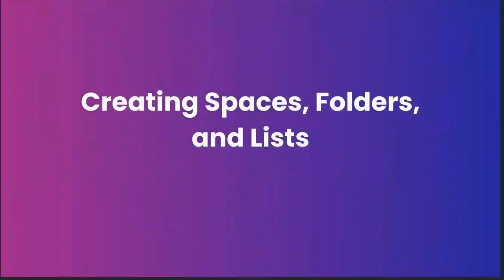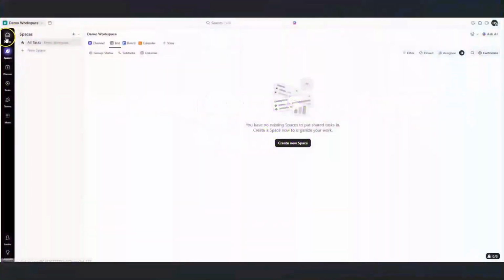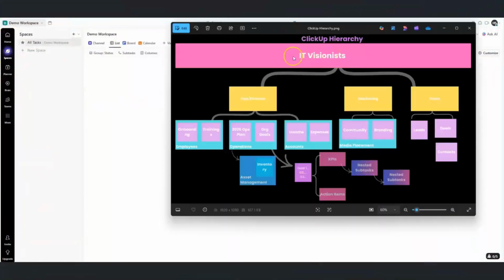Now that you understand the hierarchy, let's move to setting it up in ClickUp. In ClickUp, you already have the workspace created when you sign up. So this is demo workspace, which is my workspace. I've deleted the placeholder spaces that appear by default when you create an account. Now let's create your own spaces.